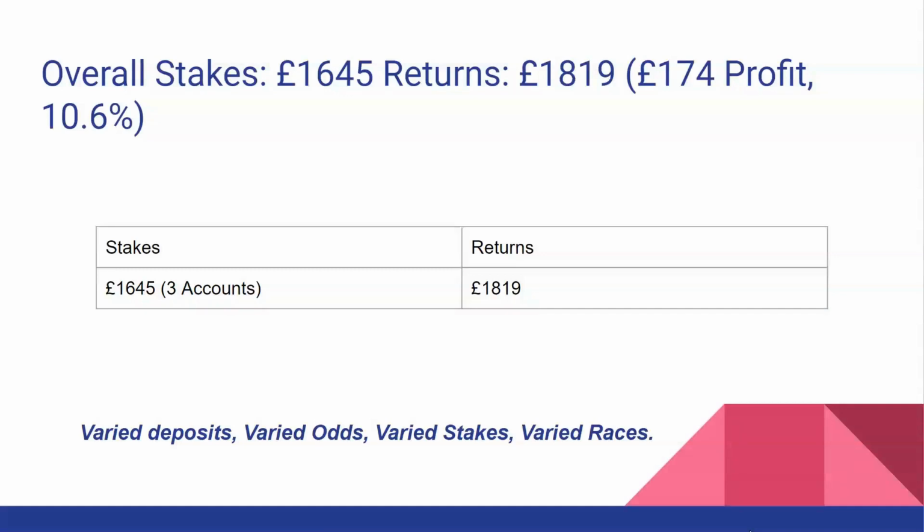So the overall stakes here was £1,645 on 3 accounts. Okay, that's what we've displayed. Those 3 accounts were £1,645 of stakes. We got back £1,819. Okay, it's £174 in profit, or in other words, 10.6%. So 10.6% is better than stock market returns, and even with a stock market, you can get years where they're very poor, as you saw for the last few years. So 10.6% return for the amount of time spent is fantastic.